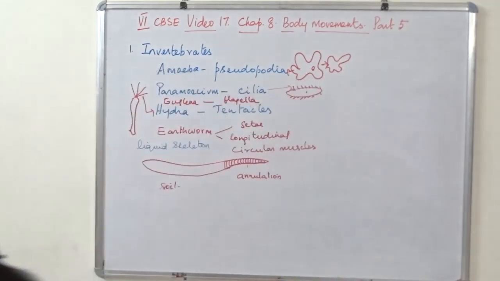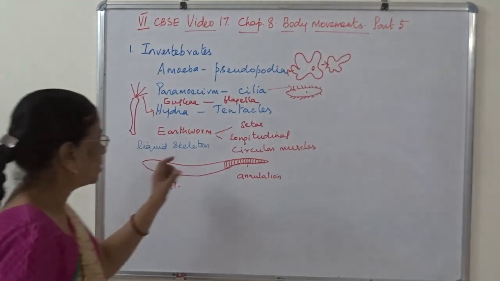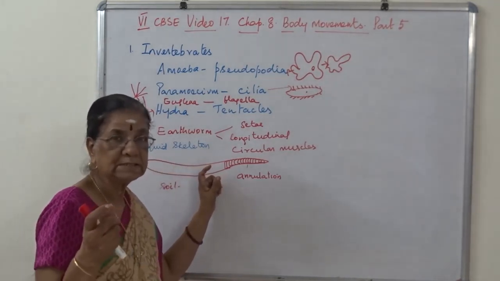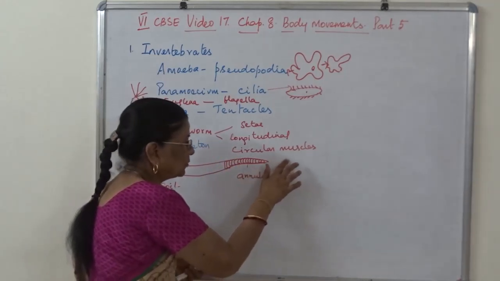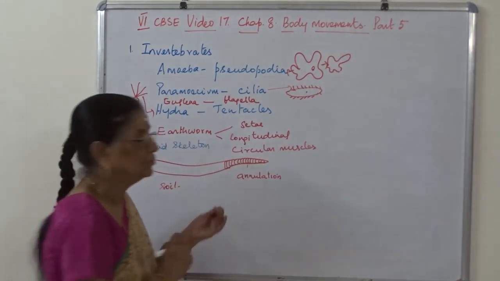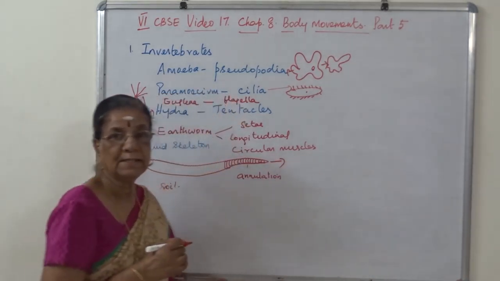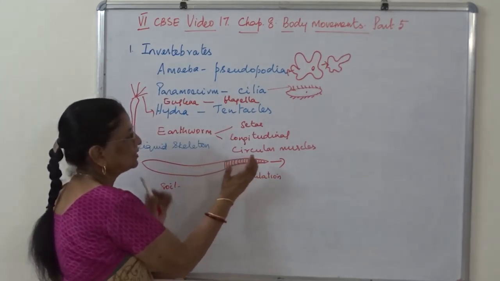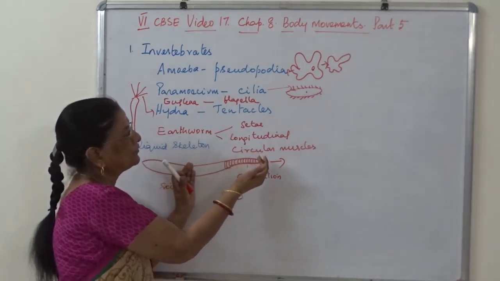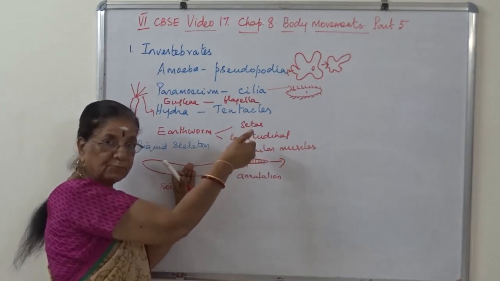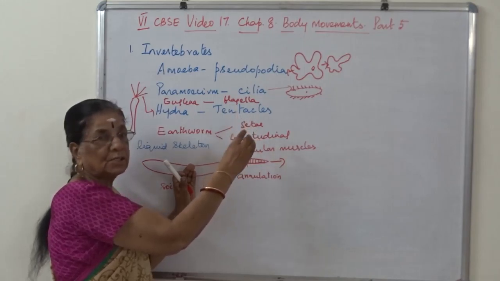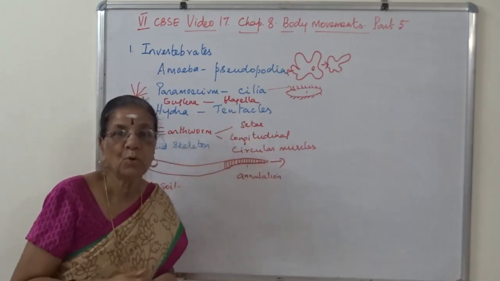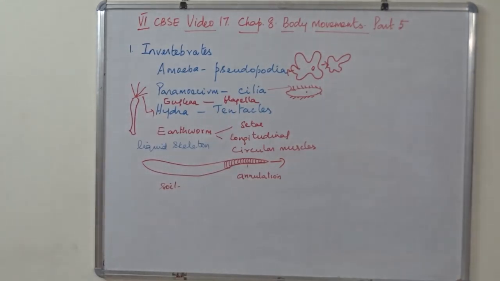Now this movement of the earthworm happens by the contraction and relaxation of the longitudinal and circular muscles, and the earthworm moves forward like this. With the help of body setae, it fixes its body into the soil. And then when the longitudinal muscle contracts, it moves a step forward. I hope you understand.